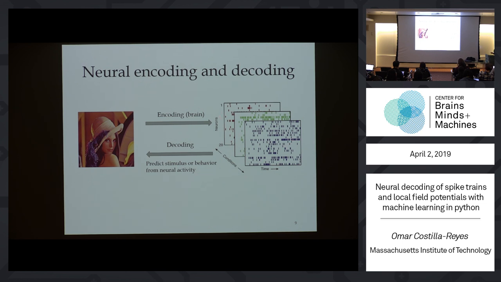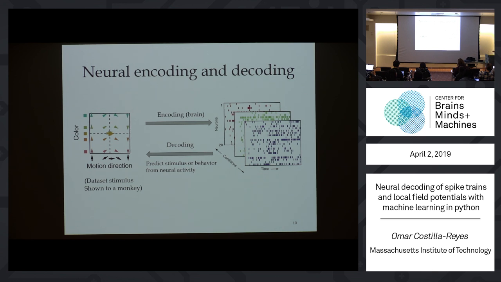So our job as a neuroscientist, and also as an engineer, is to go from here and try to go back here, by trying to predict what happened from just reading the stimulus from the neural activity.